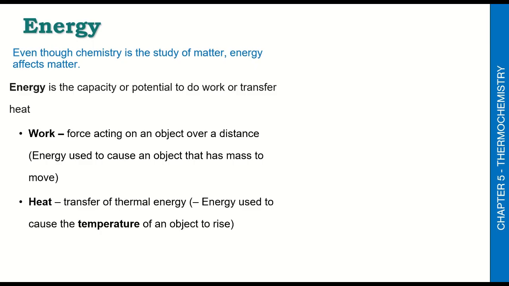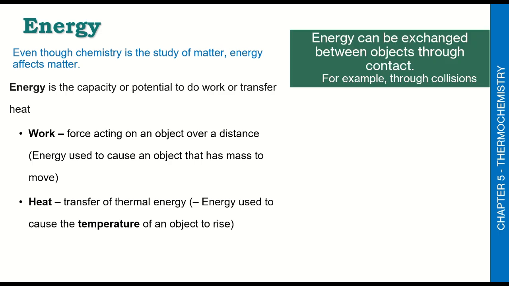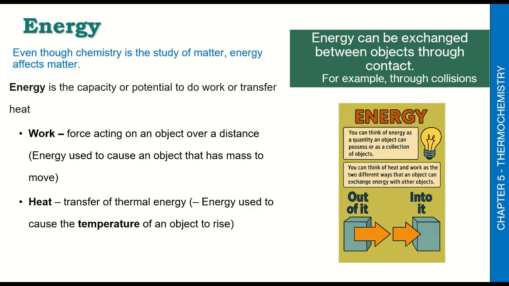And heat is the transfer of thermal energy. So energy used to cause the temperature of an object to rise. Energy can be changed between objects through contact, for example, through collisions. You can think of energy as a quantity an object can possess, or as a collection of objects. You can think of heat and work as the two different ways that an object can exchange energy with other objects.